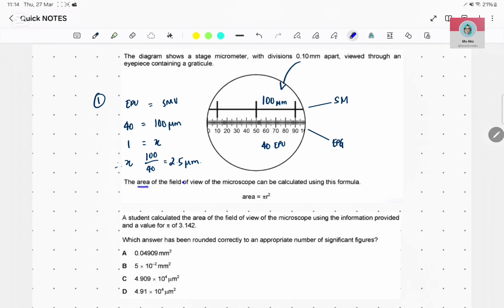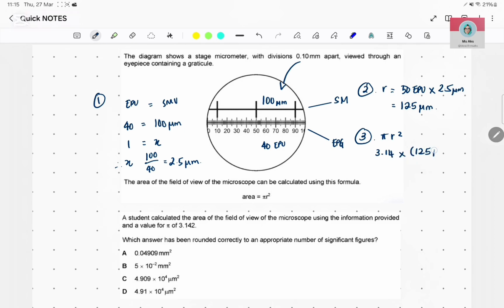But we are asked to find the area of the field of view. Now, what is the field of view? It is the view that you can see here under the microscope. Because this is a circle, the formula is pi r squared, and you need to find the radius. The radius would be half of the diameter, and we can see from the eyepiece graticule that half of this field of view is 50 eyepiece units. Therefore, the radius equals 50 eyepiece units times the calibration value we found, 2.5 micrometers, which equals 125 micrometers.